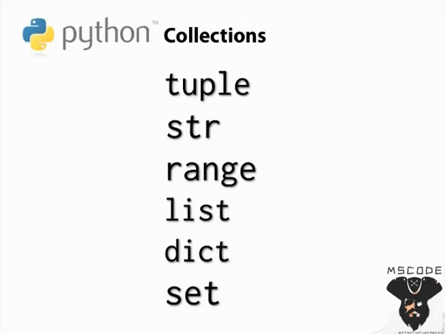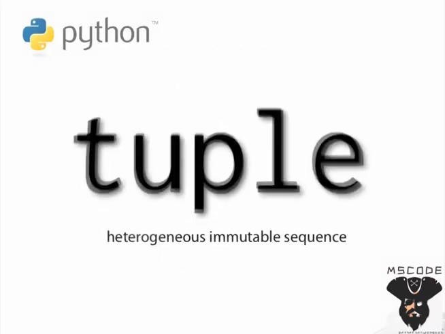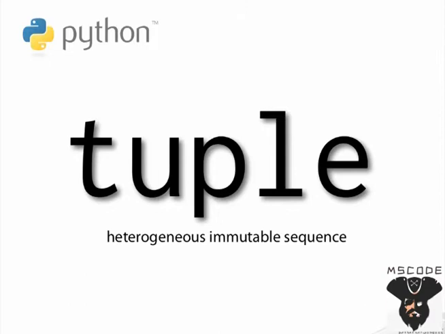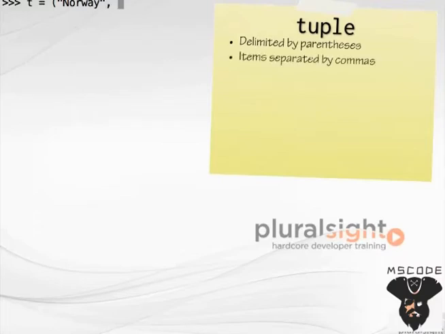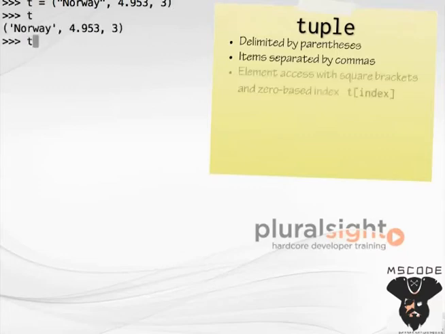First up is tuple. Tuples in Python are immutable sequences of arbitrary objects. Once created, the objects within them cannot be replaced or removed, and new elements cannot be added. Tuples have a similar literal syntax to lists, except that they are delimited by parentheses rather than square brackets. Here's a literal tuple containing a string, a float, and an integer.